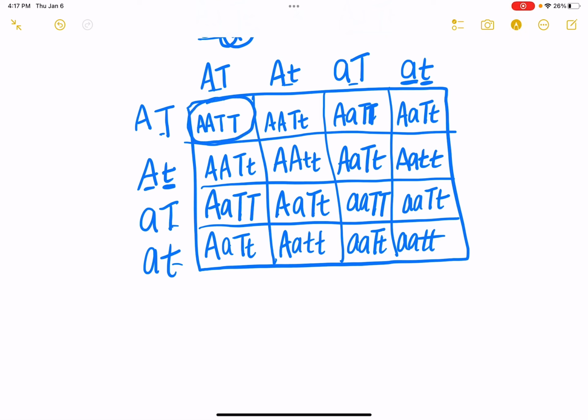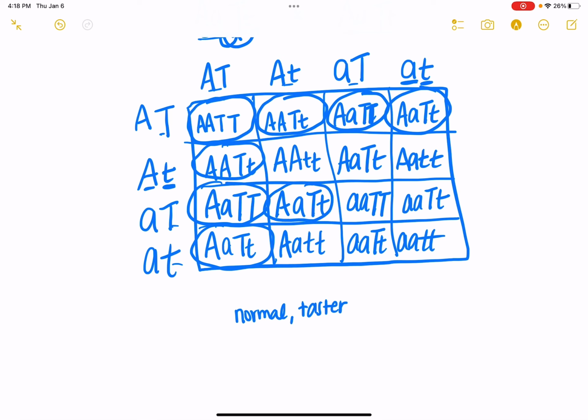So this one would be normal skin, and they would be a taster. So let's try to find all of the other ones that are normal tasters. They must have one big A and they must have one big T to be a normal taster. So there's one, here's another, here's another. I'm going to circle them all. They have one big A and one big T. They'll be a normal taster. 1, 2, 3, 4, 5, 6, 7, 8, 9. So we've got 9 out of 16.